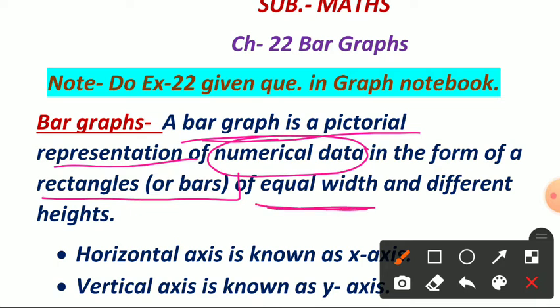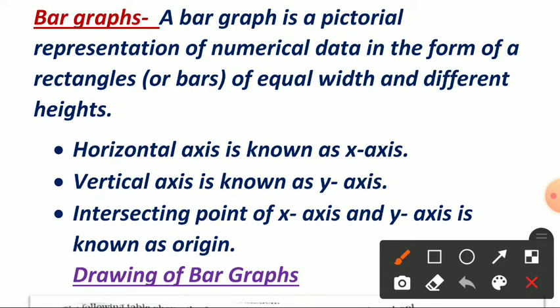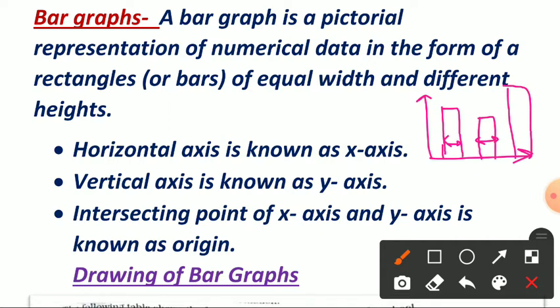The bars are of equal width but different heights. What is equal width? If I make the graph in this way, whatever bars, whatever rectangles I am making, their width must be equal. Like this, the width is equal, but their heights can vary. Their heights can be different.